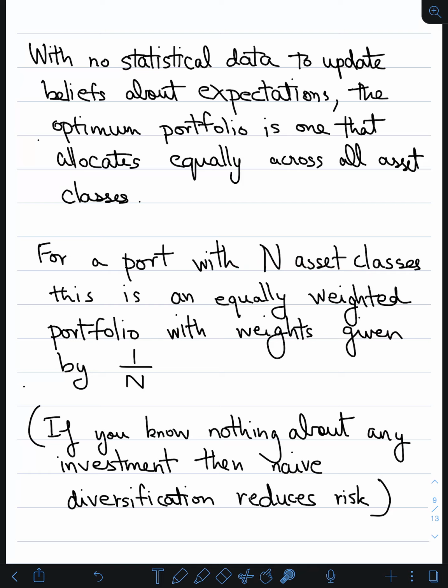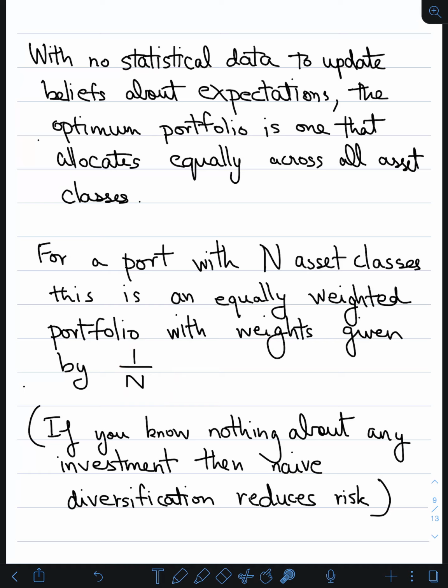So if we have 3 asset classes, let's say international stocks, domestic stocks, and bonds, and we want to allocate our funds equally among those 3 without any past information, we're going to put a third into bonds, a third into domestic stocks, and a third into international stocks. Okay, that's the 1 over n.